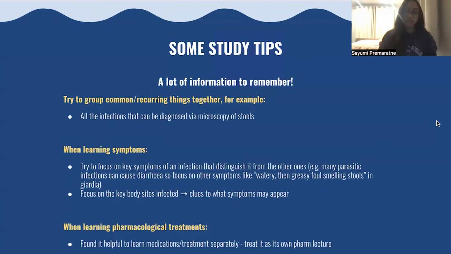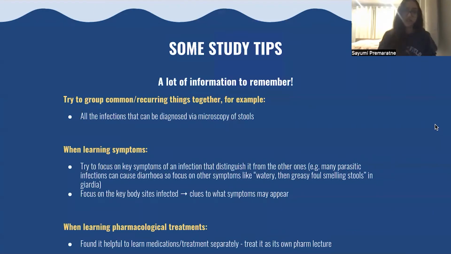And then when you're learning the pharmacological treatments, I think the easiest way is probably just to separate medications on its own and treat it as its own pharm lecture, because there are a lot of drugs that you can use for a variety of infections. So kind of like what I said in the first point, because it's so reoccurring, you can probably remember certain drugs can treat a variety of infections, and that'll make it easier.